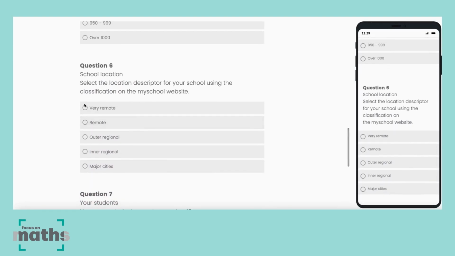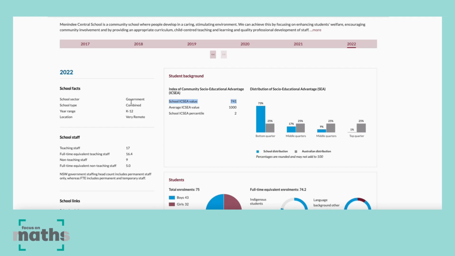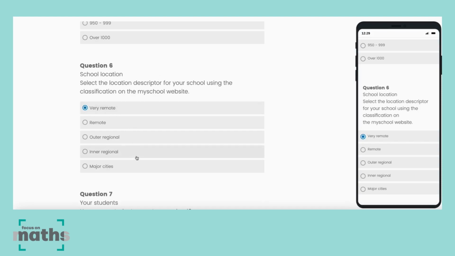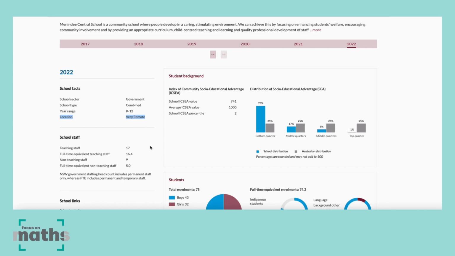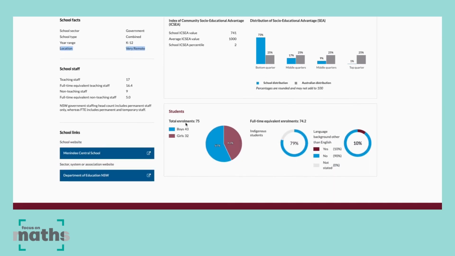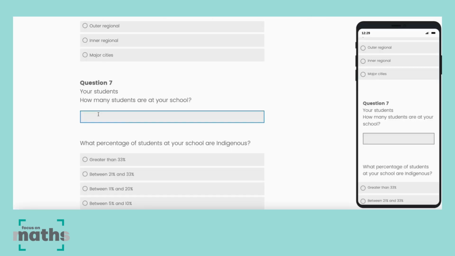Question 6 wants to know the school location, and these are Australian Bureau of Statistics classifications. So again, we want those to come straight from My School. This is over here in School Facts, and you can see that Menindee is very remote. So we're going to click on very remote. How many students at your school? This also comes from My School, and it's down the bottom under total student enrolment. So Menindee has 75. So we'll fill that in there.